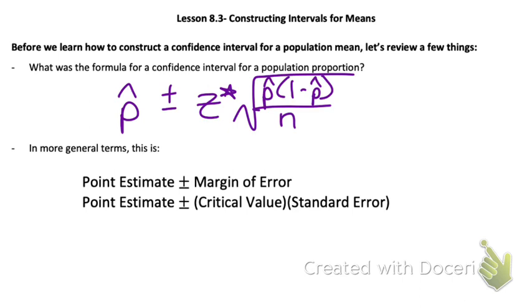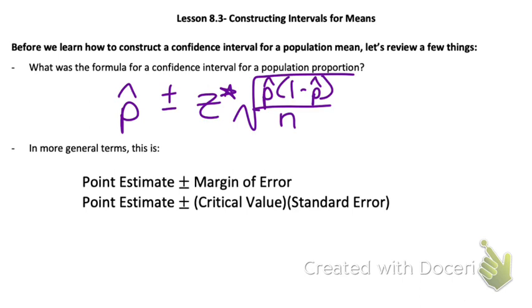Do you guys remember why that's called the standard error and no longer called the standard deviation? Because we're using P hat, which is a sample proportion, not P, which is the population proportion. If that was really P, then that would be called the standard deviation. Because we are estimating P using P hat, then we're calling it the standard error.